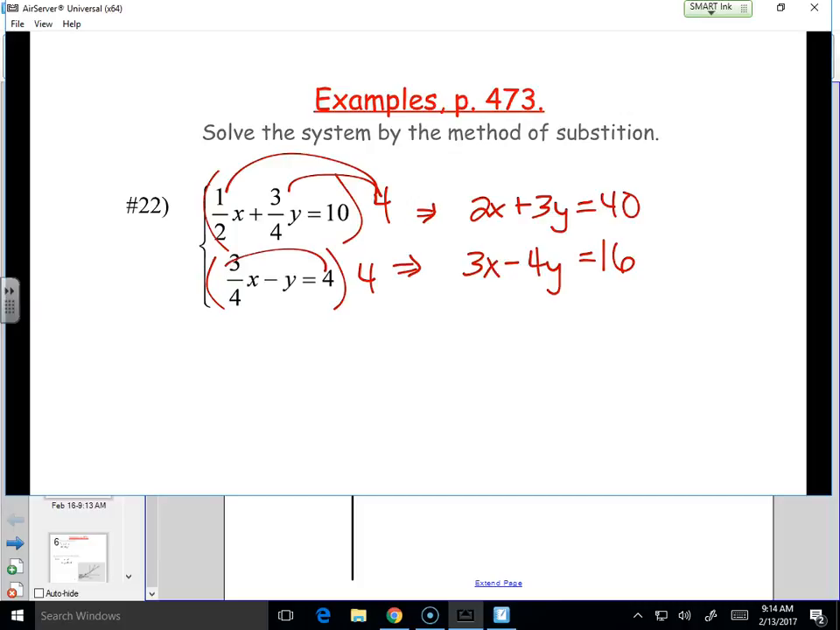Elimination says make a match. Who wants to do substitution with this? Ugh, not me. So what do you guys think? The opposite signs, let's go for those because they're already opposite. So I'll multiply this one by 4, and this one by 3. Remember, I'm considering the fraction codes.